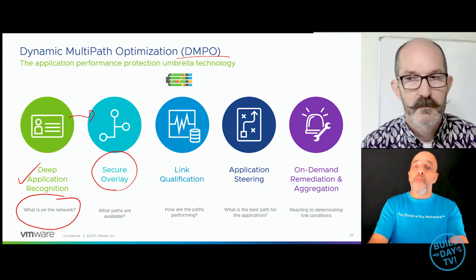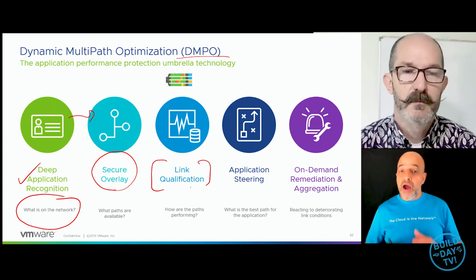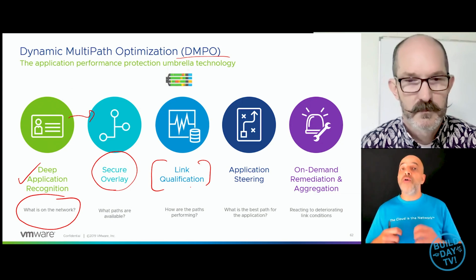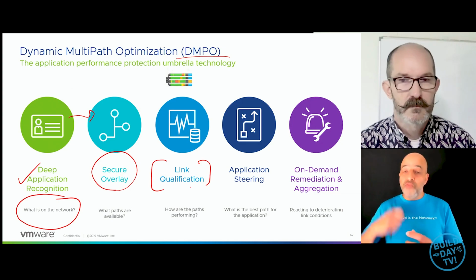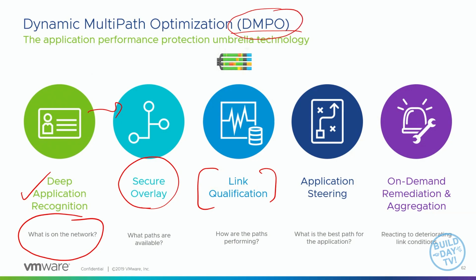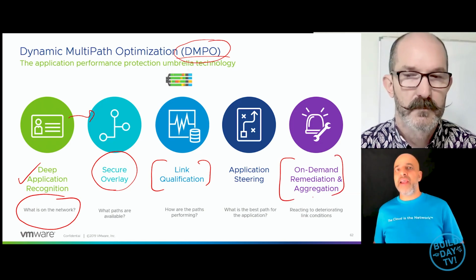And now, when they can leverage both the circuits, what about the link quality? How many paths do I have? How is each path performing? On which path can I take my application, which is a high priority application? So all those things are part of this dynamic multipath optimization. And then there are times when some of the branches might have a single internet link. So how do I do some on-demand remediation on a single internet link, or maybe on a hybrid WAN? That's where this on-demand remediation comes to play.